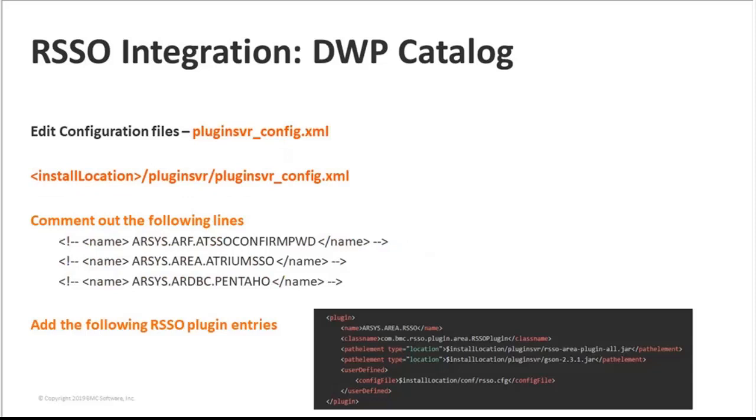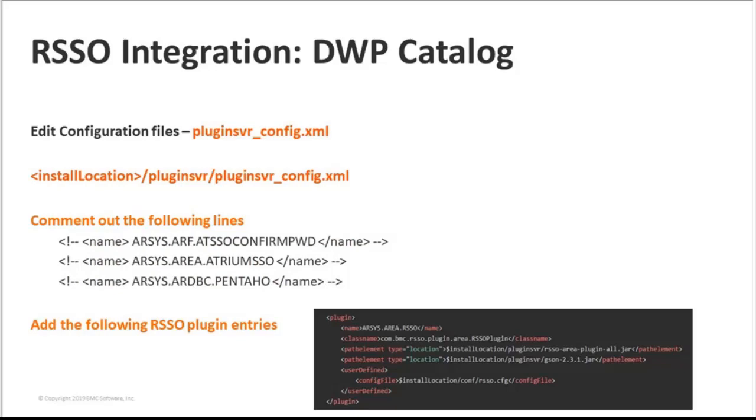Now here, because this AR server is not supposed to do anything but the Service Broker integration and the Service Broker authorization with the Remedy SSO, we're going to comment out the Atrium SSO and the Pentaho plugins which are there in this pluginserver config.xml file. And in this file, we're going to add the same arss.area.rsso plugin entry. And we're also going to give the RSSO config reference in this plugin. These are the same entries that you would otherwise do for the AR server integration also. We saw that in the previous slide.